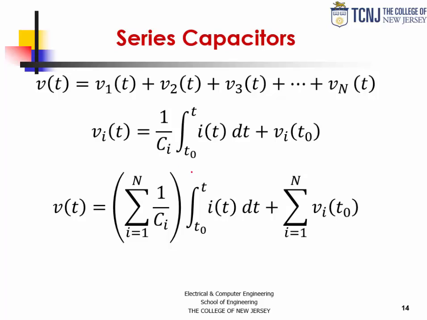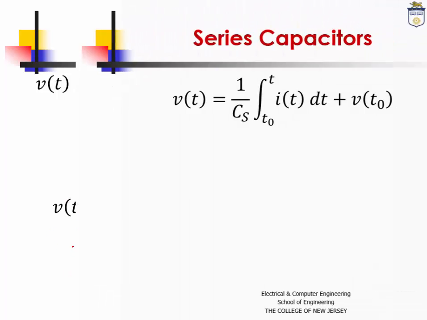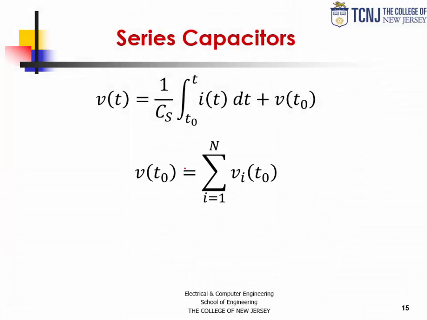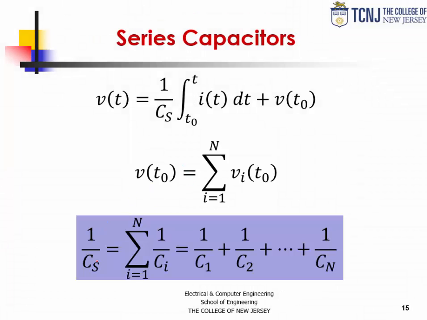Therefore, if we factor out the integral, which is the same as the voltage on this side, we come up with the fact that 1 over the total capacitance is equal to the sum of the reciprocals of the individual capacitances. So one way to remember this is that capacitors in series are combined like resistors in parallel.